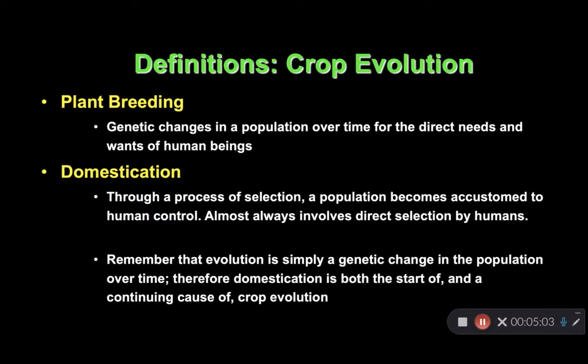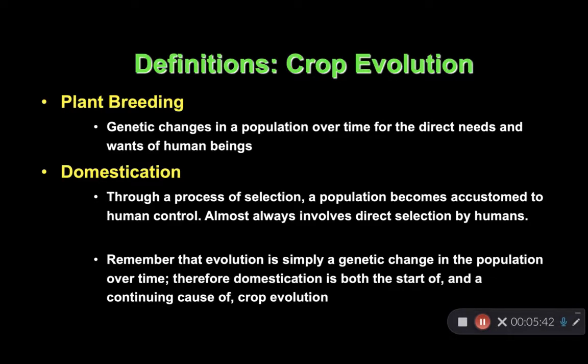That's breeding itself. It's very closely related to domestication because domestication involves breeding and selection. Domestication is actually through that process, we take a population and it becomes entirely accustomed to our control. So we are, in essence, moving it from the wild into a cultivated setting. And almost always, our direct selection is the most predominant feature, although the plants will also change frequencies of genes that are associated with natural selection and natural predators and pests as well.